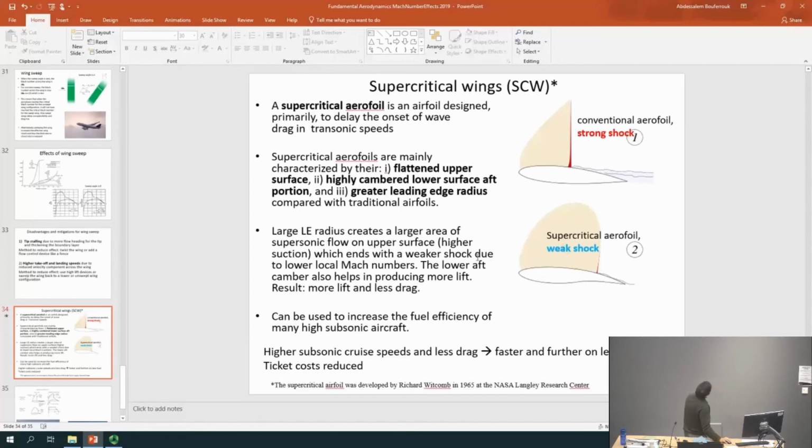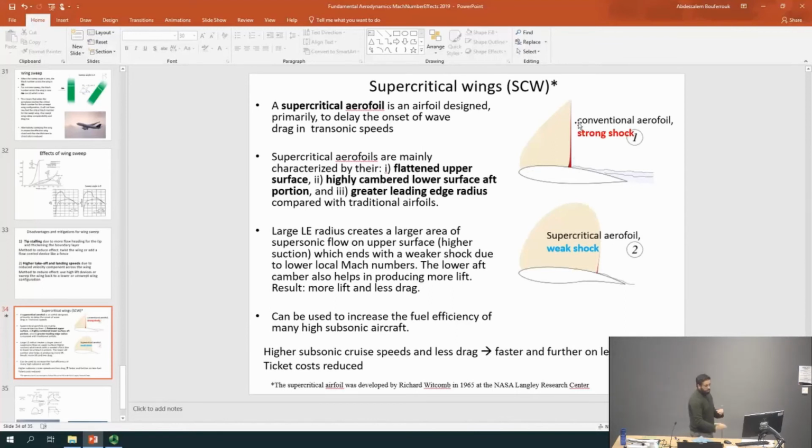So now what happens is that once the flow speeds up, because the surface is flat or relatively flat, that speed up effect is maintained over a longer period, more or less the same speed. So this is a kind of curved section. If the flow speeds up here, it will speed up even more, and that will end up in a shock wave just over a smaller distance on the upper surface.